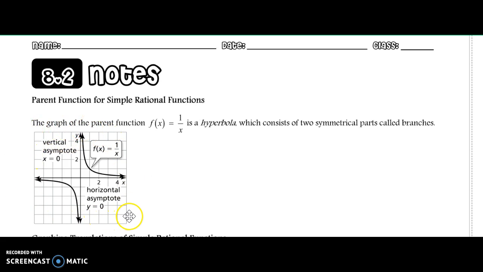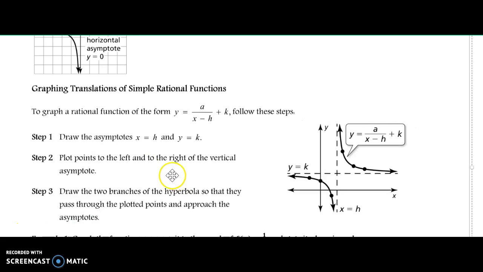It has a vertical asymptote of x equals 0 and a horizontal asymptote of y equals 0. Remember, asymptotes are lines that the graph or function approaches, but it never touches. If we look down here, it tells us how we can graph a rational function.